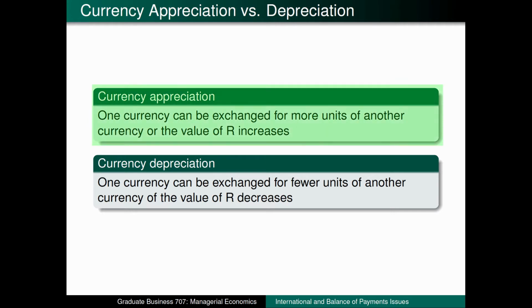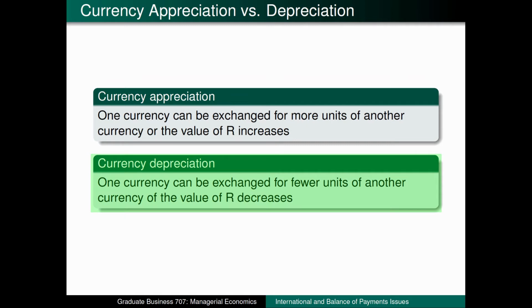Let's suppose that today the exchange rate between the US dollar and the Japanese yen is R equals 100. This means that the US dollar can buy more Japanese yen today than it could back in August 2013. In other words, the US dollar appreciated in value, which can also be referred to as the dollar getting stronger.